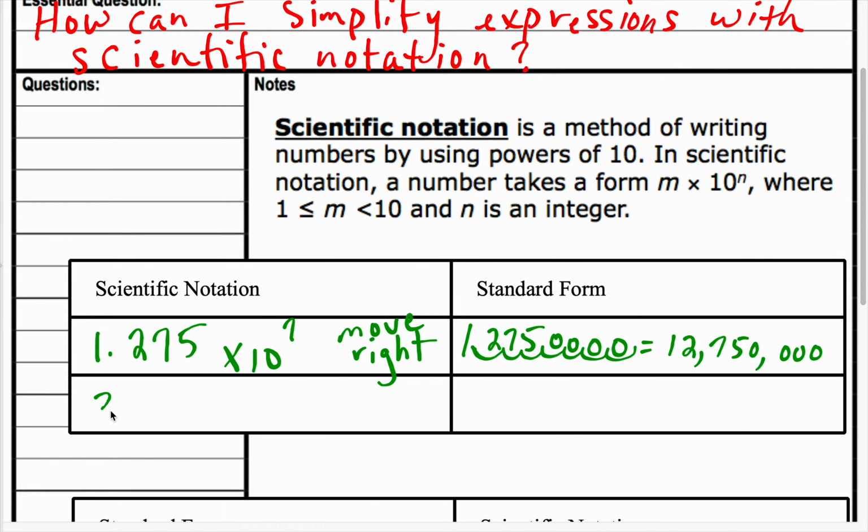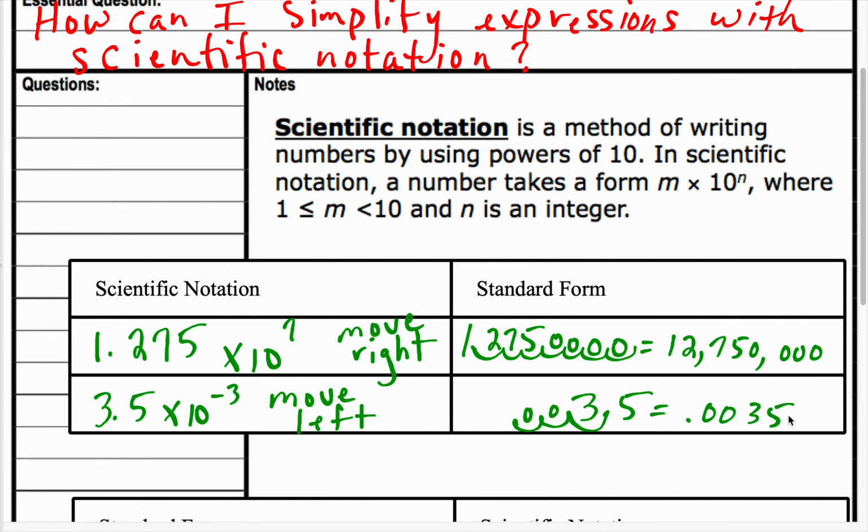So let's try another number in scientific notation, 3.5 times 10 to the negative 3. Because the exponent is negative, that tells us that we have to move the decimal place to the left, going from scientific to standard form. So 3.5, I'm going to move it to the left 3 places: 1, 2, 3. There's my decimal. So that equates to 0.0035.